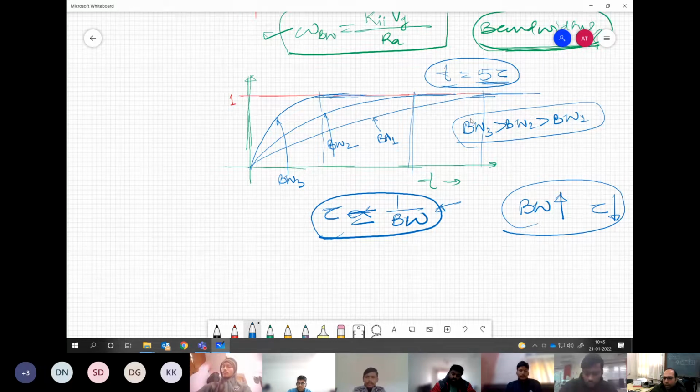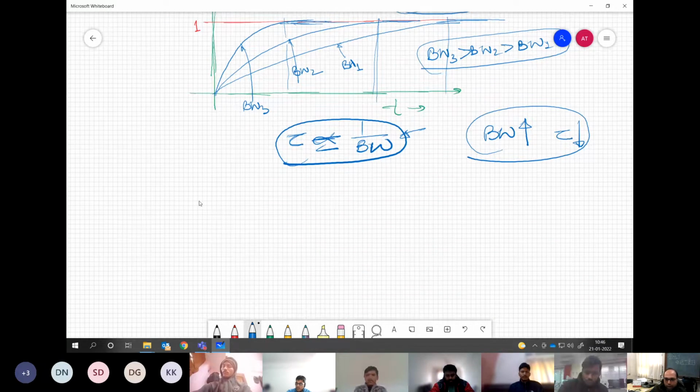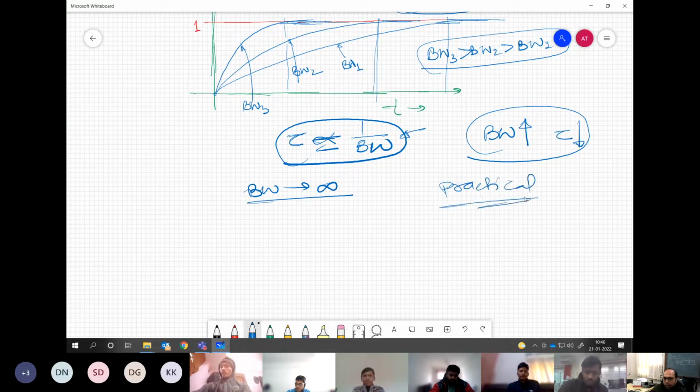Now, on the quality, we know that we have to choose the bandwidth to be as high as possible. This is what we understand. That is our general understanding about any system: bandwidth should be as high as possible. But then can we say that bandwidth can be infinity? Or is there any practical limitation on the bandwidth?